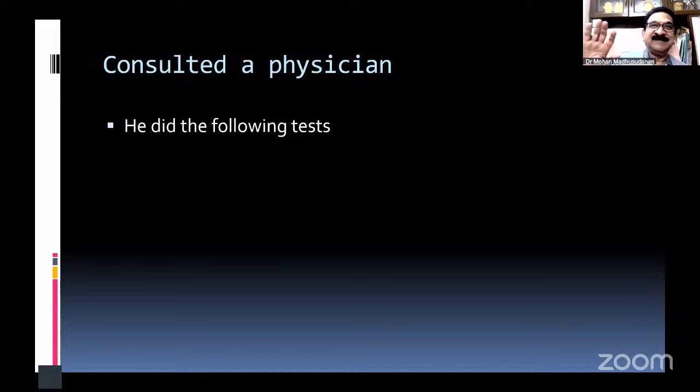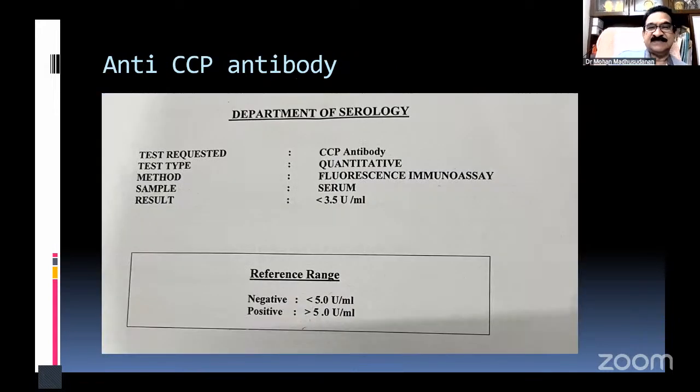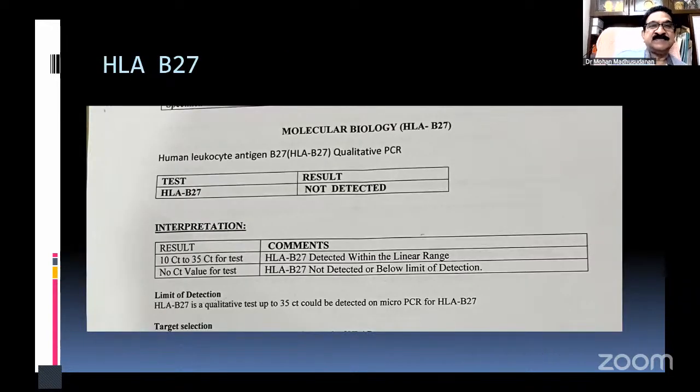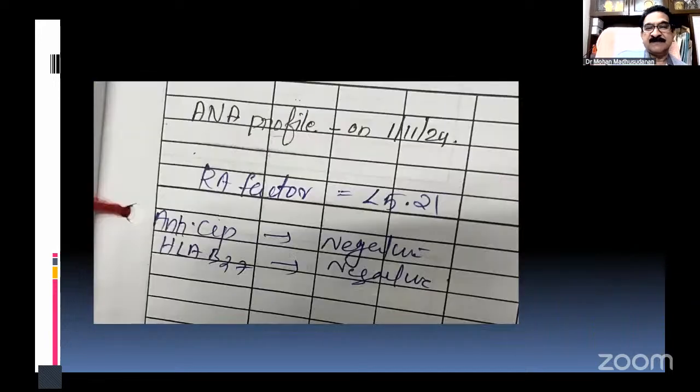Then I took my hat off. I said I couldn't make a diagnosis, so I sent a consultation to the physician. He did these tests: anti-CCP antibody is negative, HLA-B27 was negative, RA factor, they're all negative.